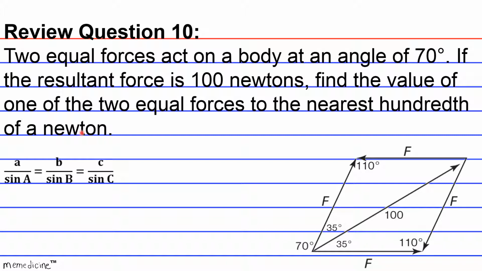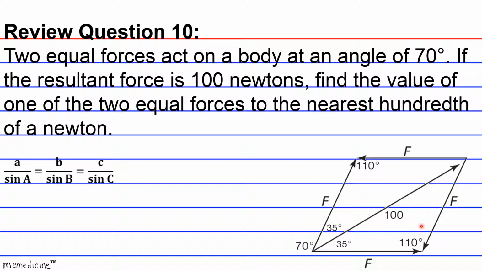Okay, and again, the law of sines states that in a triangle, the sines of the angles are in proportion to the sides directly opposite them. Thus, we'll let side A be the resultant force, this 100 Newton force. Side A divided by the sine of A, which would be 110 degrees, is equivalent to side B, which is going to be designated F, either way you put it, because this angle is going to be 35 degrees also, divided by the sine of 35 degrees.